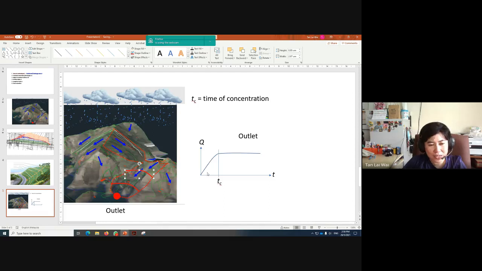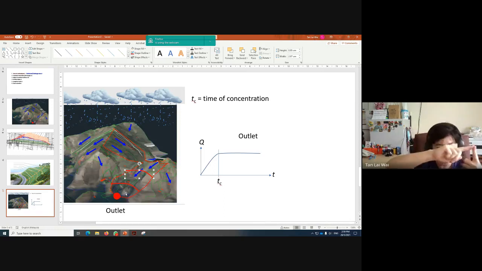Would you agree that the Q at the outlet is increasing with time? Yes. Okay. Increasing until, at a certain time, all the flow from all this catchment area will be coming out, provided the rain never stops.